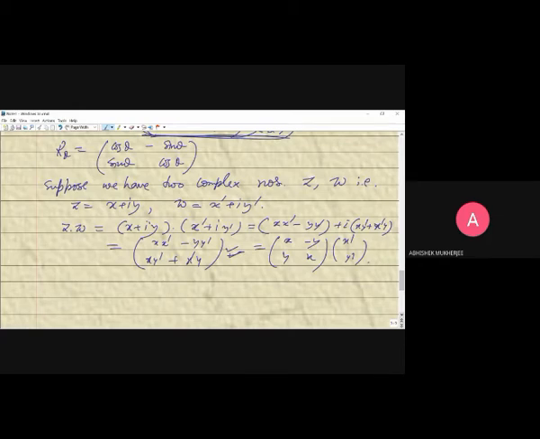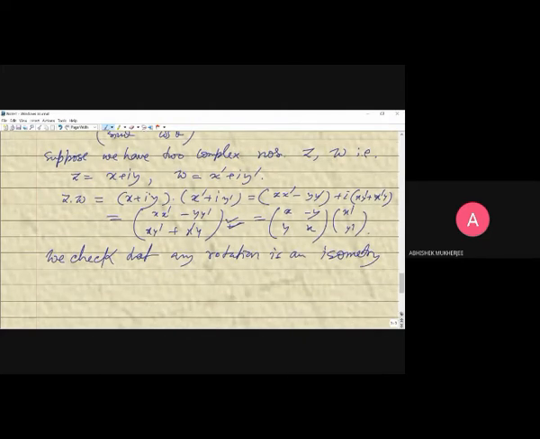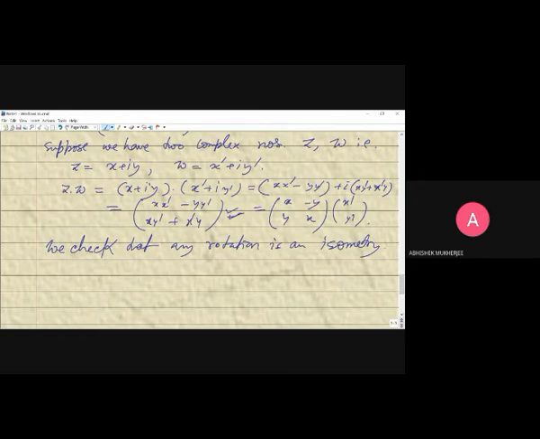So now we check that any rotation is an isometry. That is, every rotation preserves the distance. Why?